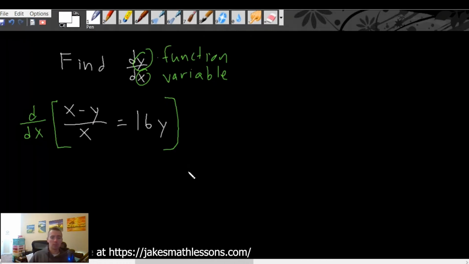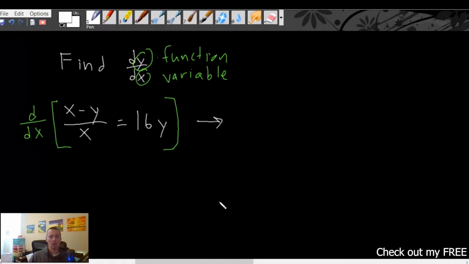Actually, there probably are two different ways to do this problem specifically. We can just go right off the bat, take the derivative with respect to x, and we'd probably have to use quotient rule over here. One other option we have is, instead of taking the derivative right away, we can rearrange this equation a little bit, and that might get it into a format that's a little bit easier for us.